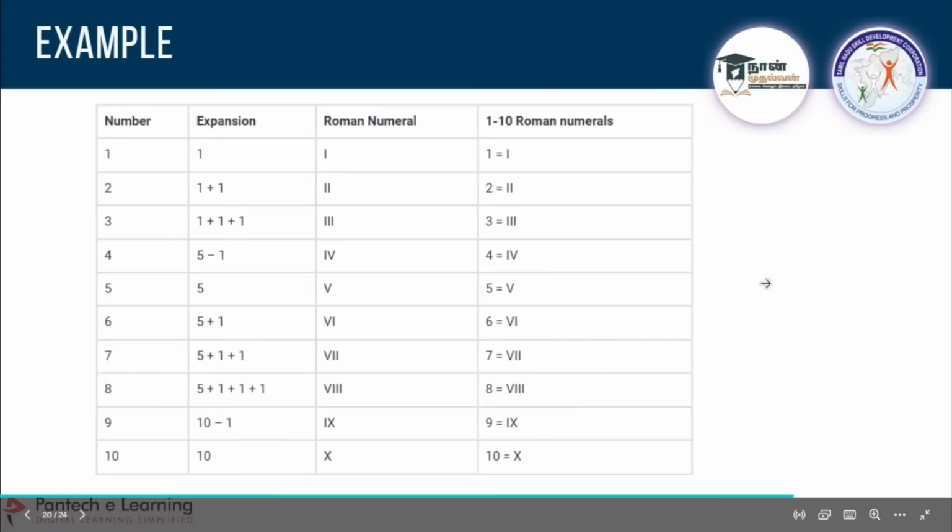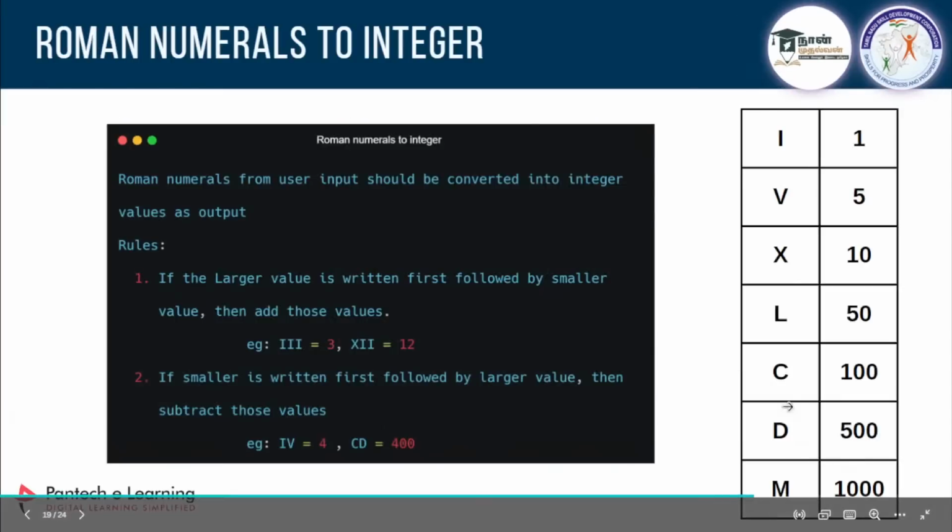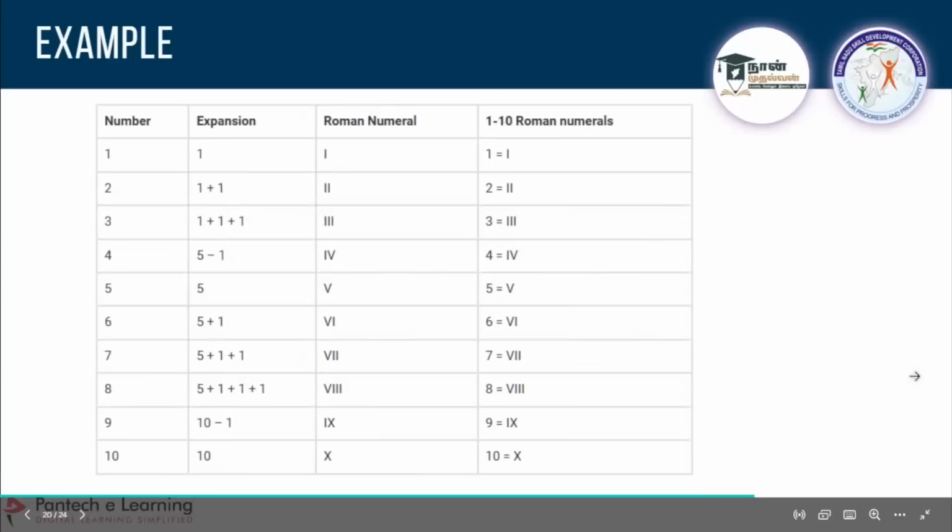But see here, after that, we are having again M, CM. So it is like largest value, smallest value, and then largest value. So if it is CM, then what you can do is subtract. So the total will be 1900. This will be 1000, which is the starting M, and then CM, which will be 900, so the output will be 1900 now.